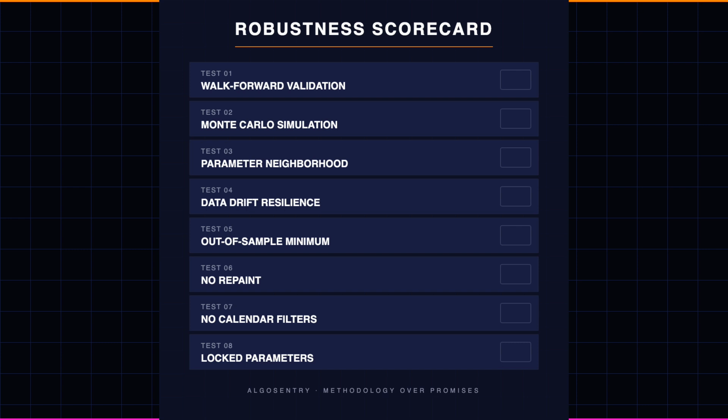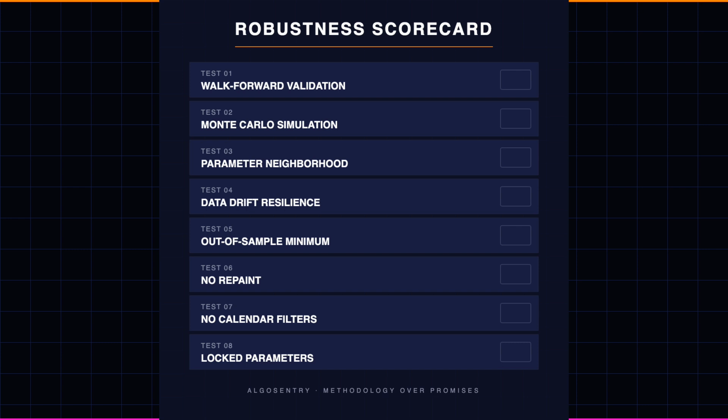6. No repaint. Signals must be confirmed at bar close, not mid-bar. 7. No calendar or time-of-day filters. If your strategy only works Tuesday morning, it's not a strategy. It's a coincidence. 8. Locked parameters since the day the strategy was finalized. No tuning. Ever. Each test kills a specific kind of fake-looking strategy.